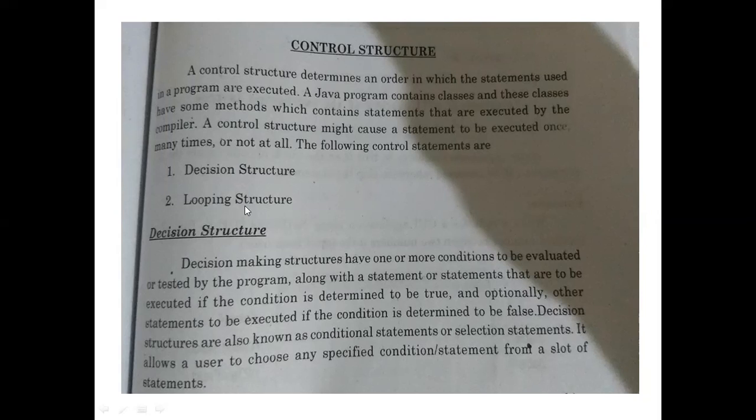What is a decision structure? Decision-making structures have one or more conditions to be evaluated or tested by the program, along with a statement or statements that are to be executed if the condition is determined to be true, and optionally other statements to be executed if the condition is determined to be false. So decision structures are also known as conditional statements or selection statements. It allows a user to choose any specified condition or statement from a set of statements.